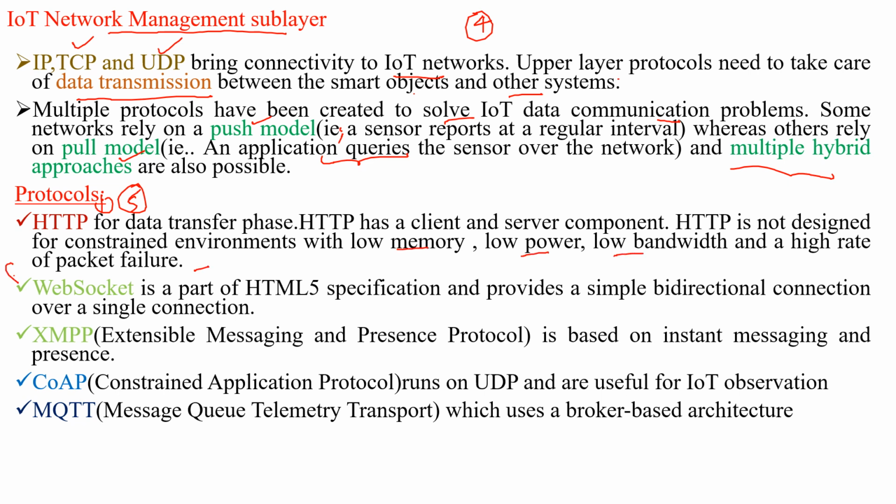So we go for an improvisation, that is WebSocket, which is a part of the HTML5 specification and provides a simple bidirectional connection over a single connection. The next protocol which is used is XMPP, which stands for Extensible Messaging and Presence Protocol, based on instant messaging and presence. CoAP, the Constrained Application Protocol, runs on UDP and is useful for IoT observation. MQTT, Message Queue Telemetry Transport, uses a broker-based architecture.